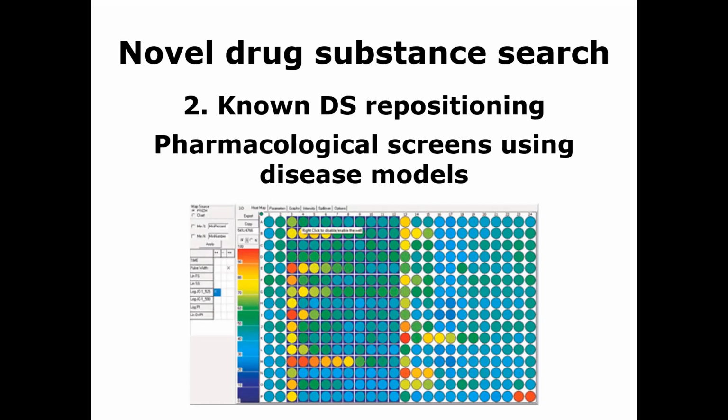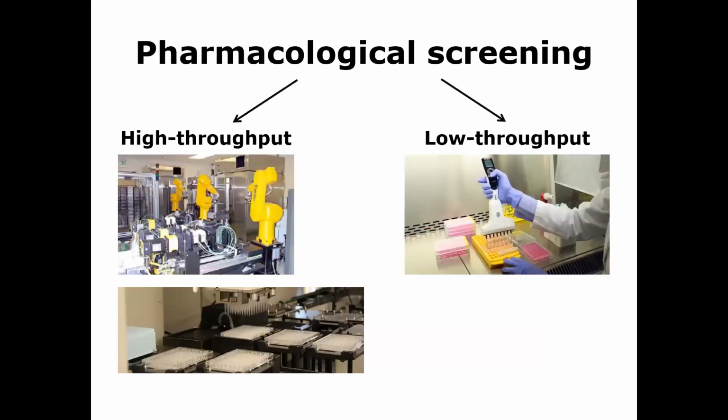So what do we do to find such drugs? It's usually pharmacological screenings using the disease models. And here is where genetics actually comes into the scene. So pharmacological screening can be high throughput, that includes a lot of drugs to be tested, or a lot of proteins, or whatever we are testing, or low throughput. And one can also speak about medium throughput screenings.